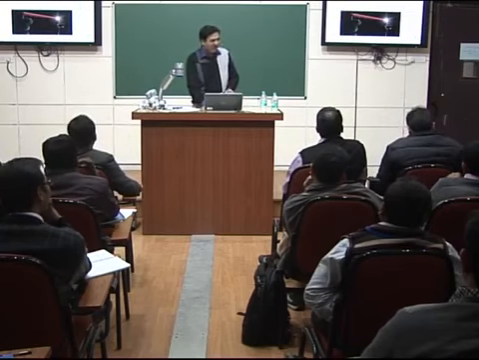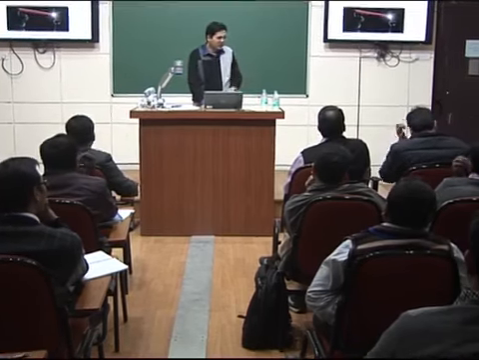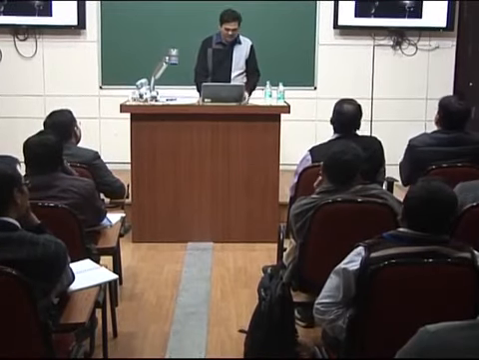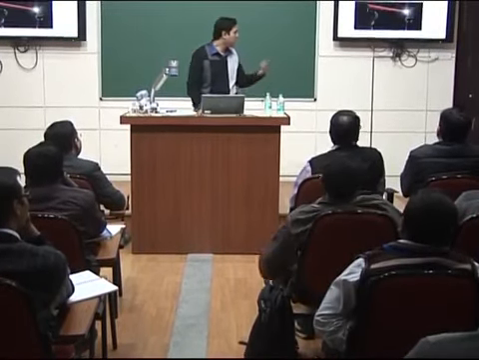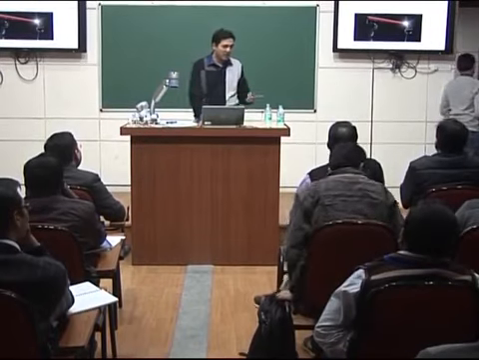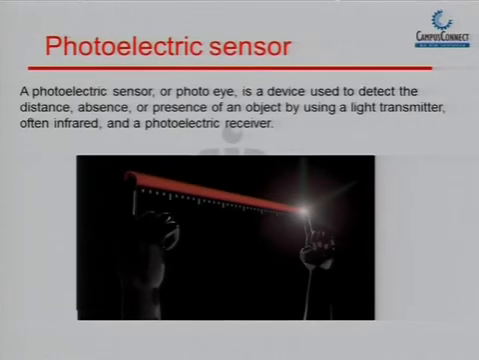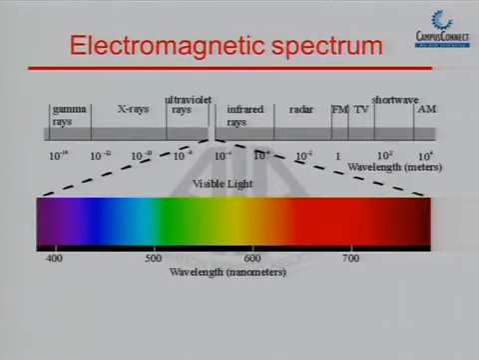Okay, now we can move ahead with the next type of sensors, photoelectric sensors. These are very commonly used. They are again used for the purpose of detection, presence or absence of an object, and also for distance measurement. So this is the electromagnetic spectrum. We are basically working in the visible range, somewhere around 600 to 700 nanometers.